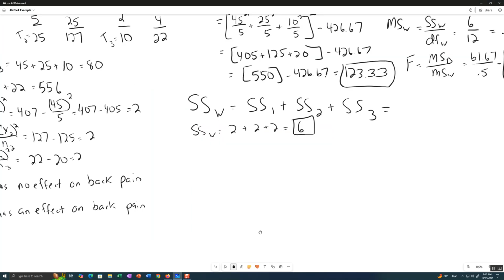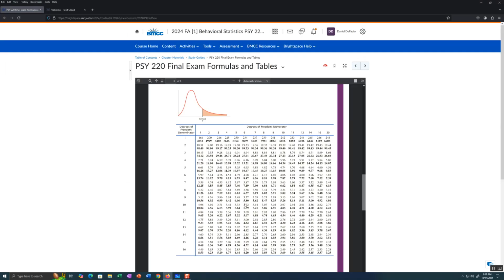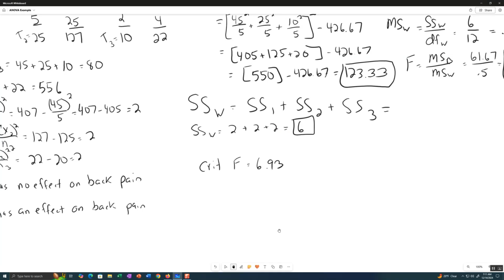Wow. Really scared of that critical value. I actually skipped the critical value part because the F ratio is so big. But the crit value of F is 6.93 from the table. Remember, this is always going to be positive. So 2 and 12, 6.93. It's positive. It's always positive for F. Right?